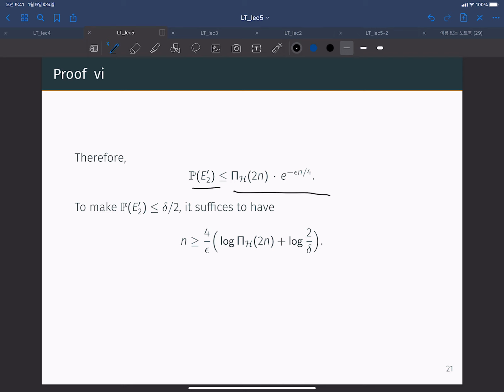So to make this one less than or equal to delta over 2, what is the sufficient condition? The sufficient condition on n is this. When n is greater than or equal to 4 over epsilon times this, we can guarantee that probability of E2 is less than or equal to delta over 2. And from this, we can conclude the theorem.